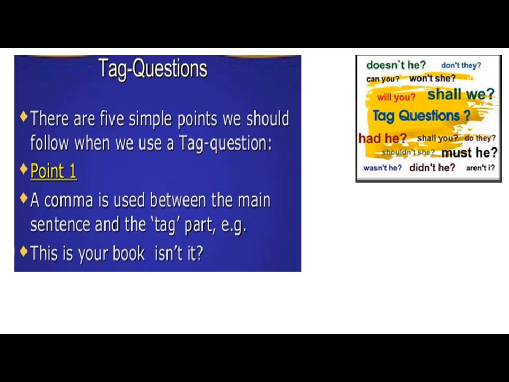So, question tag. There are 5 simple points we should follow when we use a tag question. First point. A comma is used between the main sentence and the tag part. Example, this is your book. One comma we want to place here after this book. Then we want to write the tag part, isn't it?